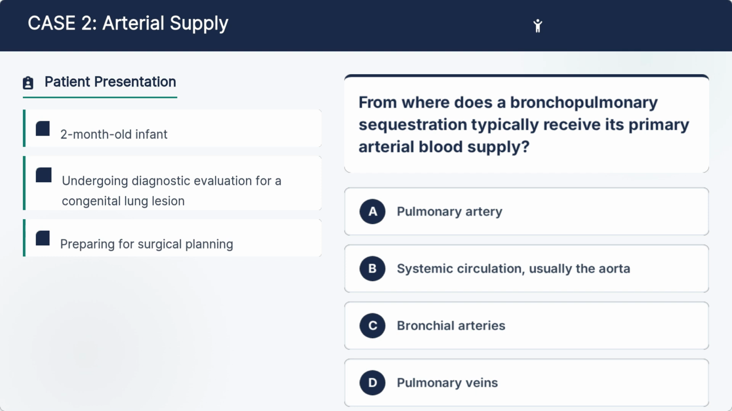Option A, the pulmonary circulation arising from a branch of the main pulmonary artery. Option B, the systemic circulation, typically arising from the descending thoracic or abdominal aorta. Option C, the coronary circulation as a branch of the left coronary artery. Option D, the bronchial circulation as an enlarged bronchial artery. Think carefully about what makes bronchopulmonary sequestration unique before choosing your answer.